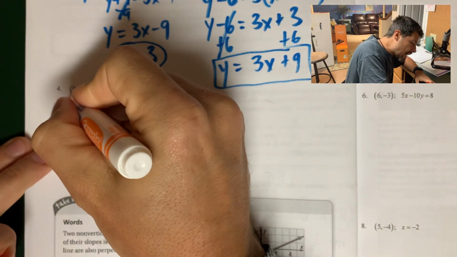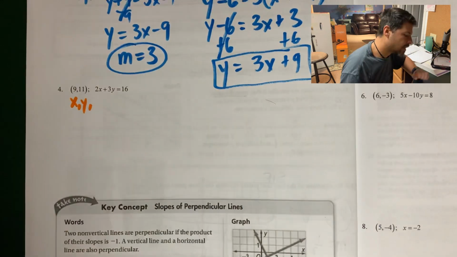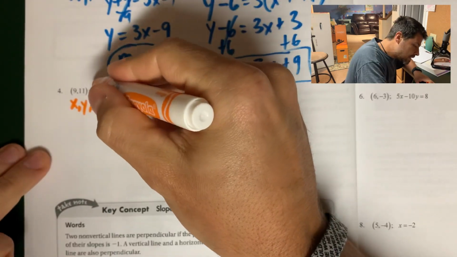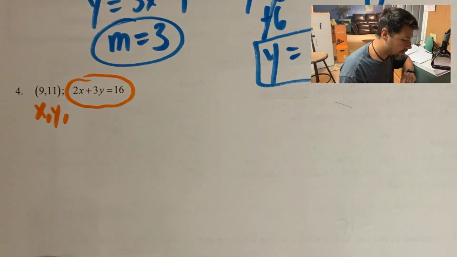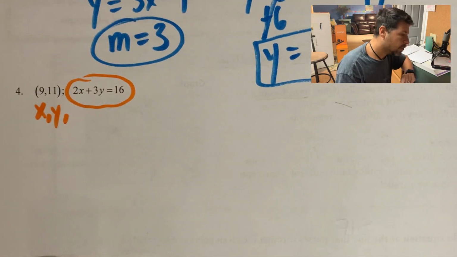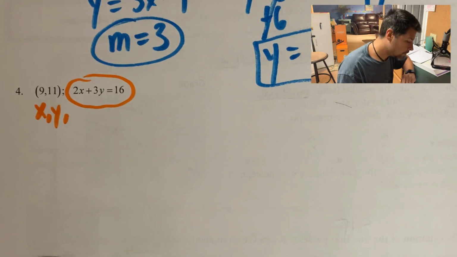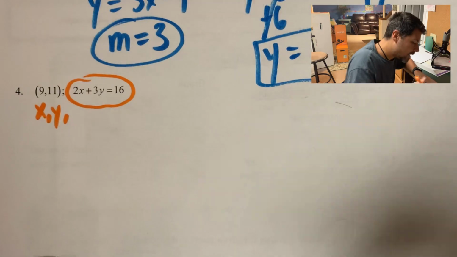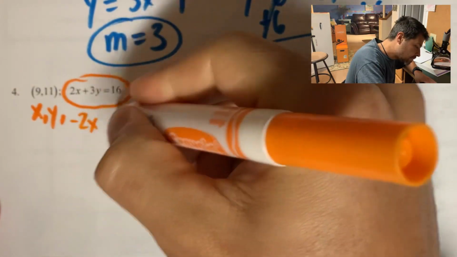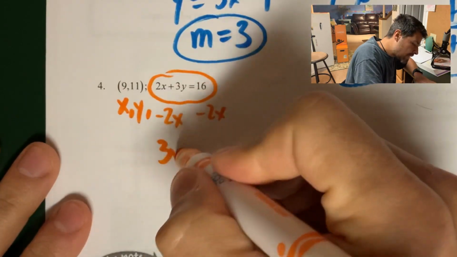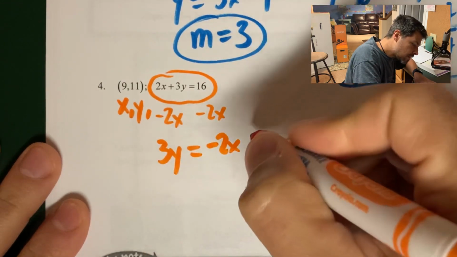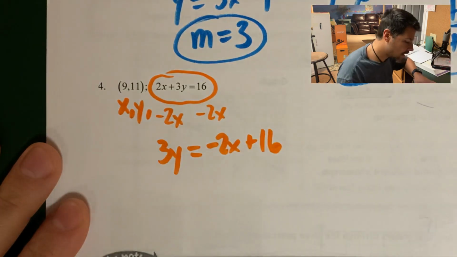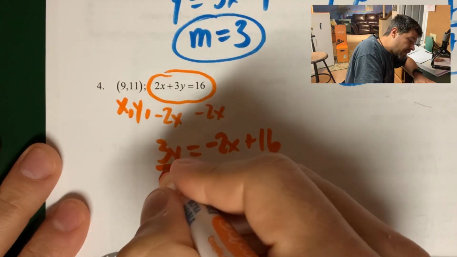So I want to take my 9, 11 and label this as x1, y1. I need to figure out what is the slope of this line so that I can use the slope for my equation, because parallel lines have the same slope, and I want to be able to calculate what that slope is. Let's put it in y equals mx plus b form first and see if we can figure out the m. I'm going to subtract 2x from both sides like this, and I'm going to write this as 3y equals, I'm going to put my negative 2x first, and then the plus 16 is going to come down like this. To get y by itself, let's divide everything by 3.